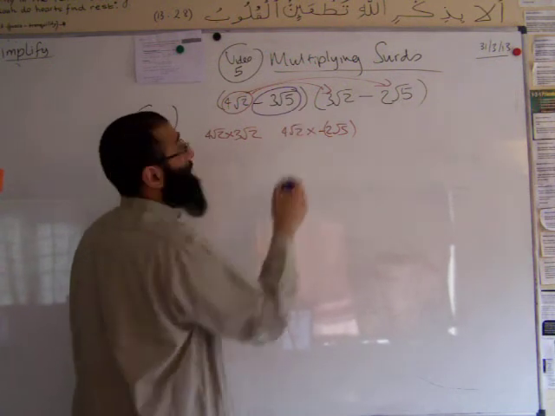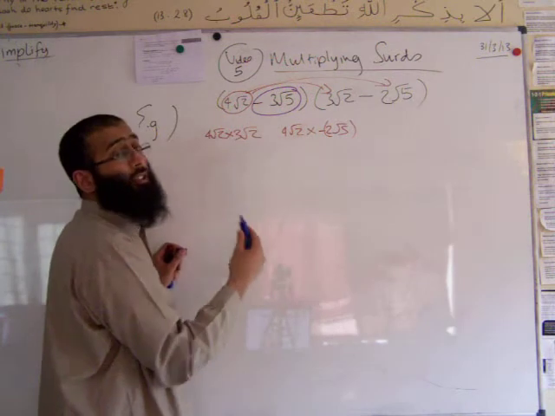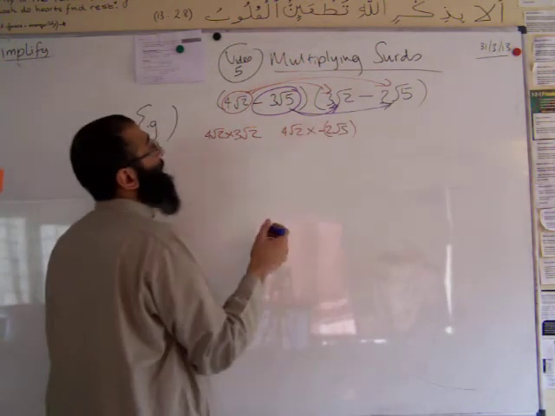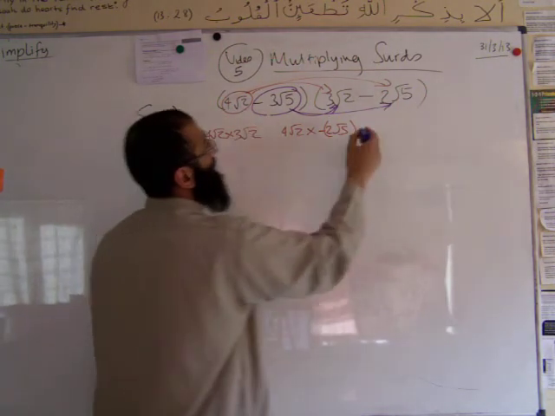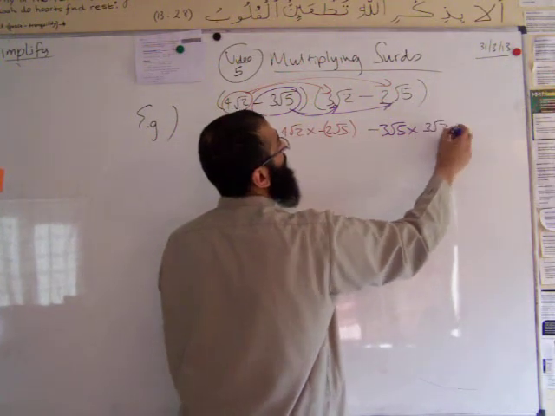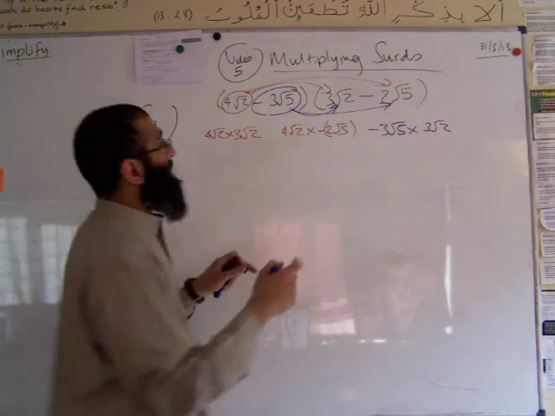Start from the minus 3 root 5. Same technique as FOIL that we do for normal multiplying, with double algebraic brackets. So minus 3 root 5 times by? Positive 3 root 2. Okay, miss the positive out at the moment because we know it's positive.